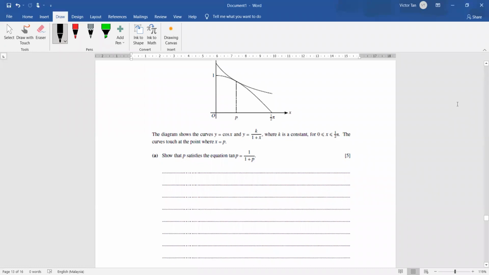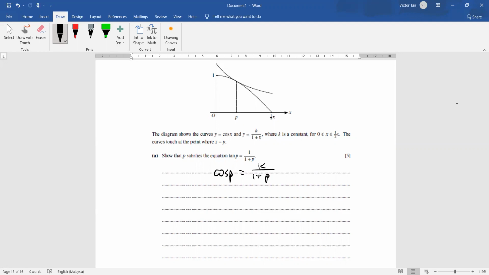Okay, this seems to be a very tricky question. So you have a tangent p and the cos only. So in the first place, if they touch, the y coordinate must be the same. So cos p equals k over 1 plus p. I need to show there's no k, so you need to be able to eliminate k.